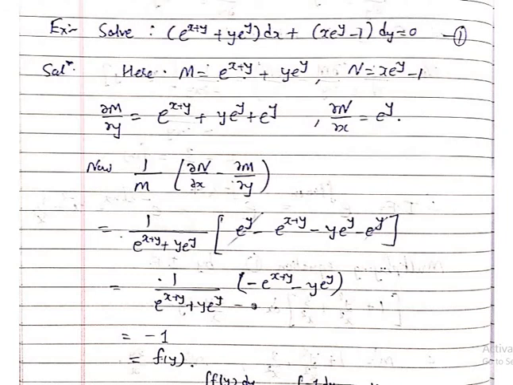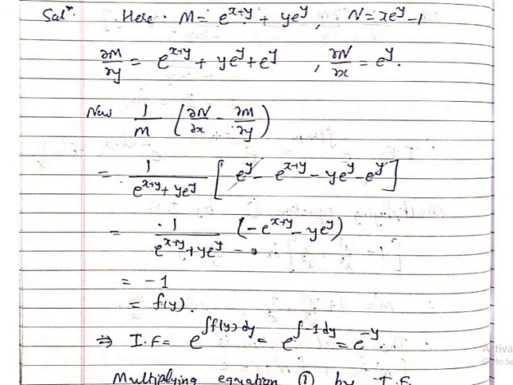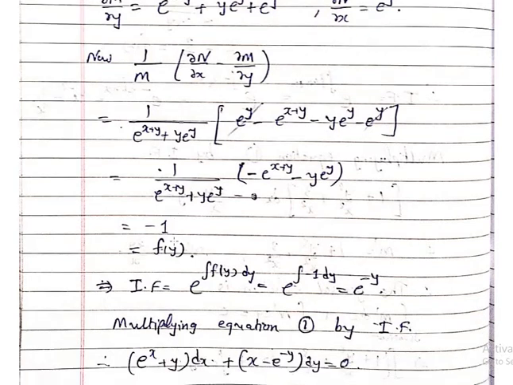1 upon m into del n by del x minus del m by del y. So 1 upon m is e raised to x plus y into e raised to y. And del m by del y is e raised to y minus del n by del x, which is e raised to x plus y minus y e raised to y minus e raised to y. So e raised to y will be cancelled out. Now see, here you have minus e raised to x plus y minus y e raised to y. If you take minus common, then both terms are the same and they will be cancelled out. So the answer will be minus 1.